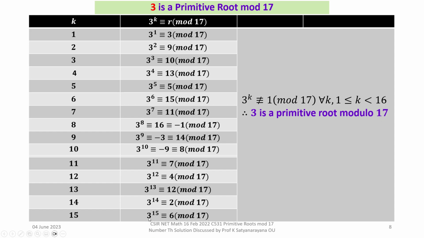You further see 3 power 15 is congruent to 6 mod 17. Multiply by 3. 3 power 16 is congruent to 3 6s are 18. 18 modulo 17 is 1. So 3 power 16 is congruent to 1 mod 17. That's also the other definition of the primitive root modulo 17. Thus 3 is a primitive root modulo 17.